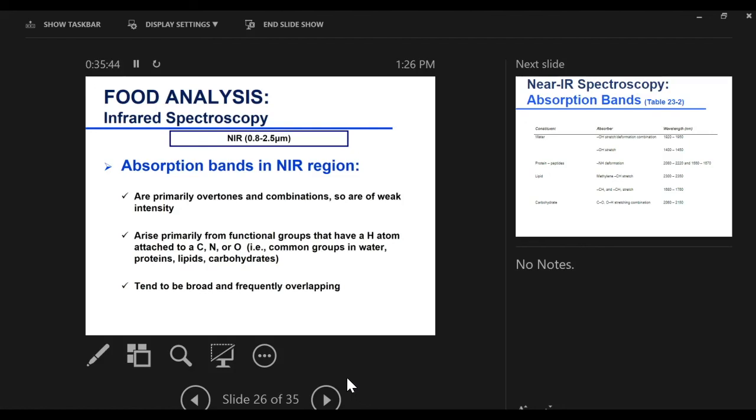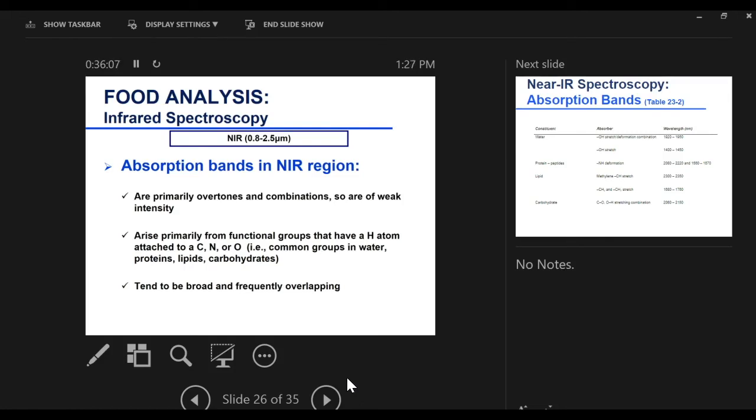The measurements in near IR are basically of the functional groups that have a hydrogen atom attached to carbon, nitrogen, or oxygen. These are the common groups in water, proteins, lipids, and carbohydrates. So these are the main constituents.